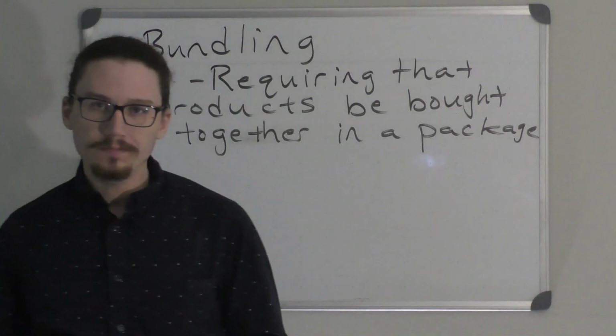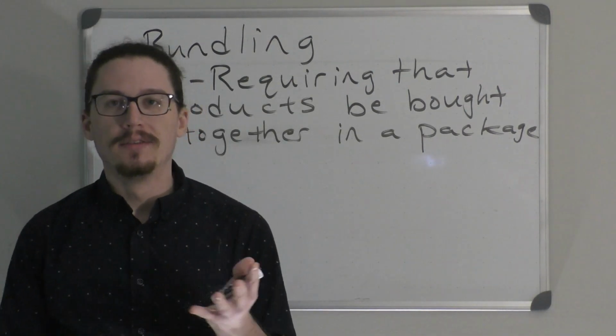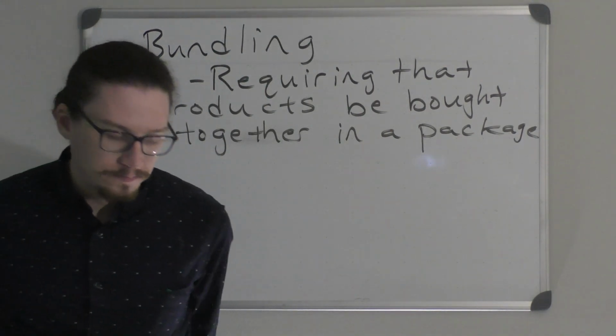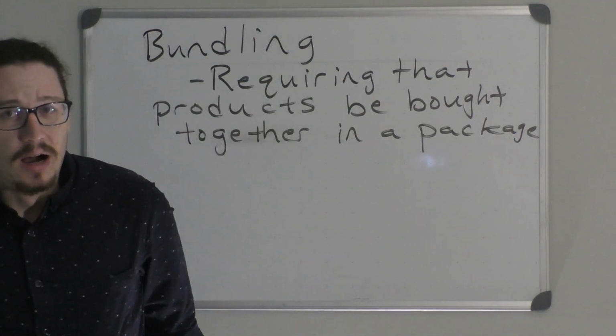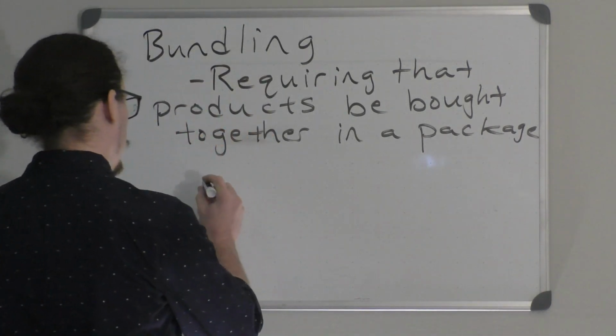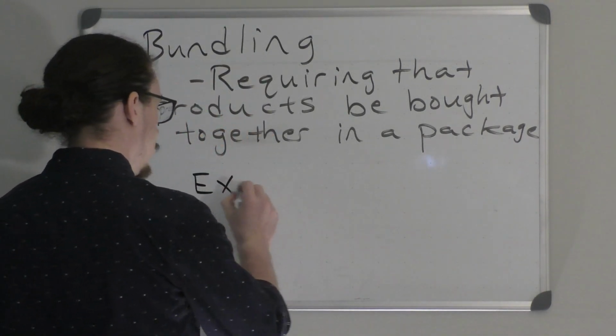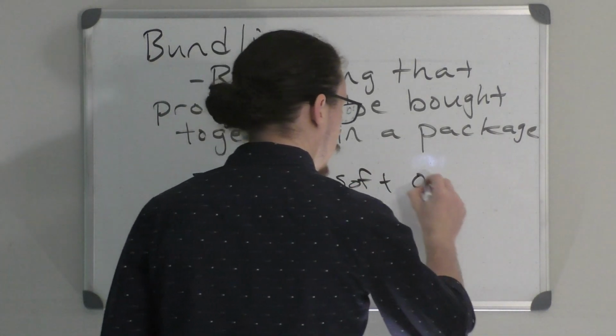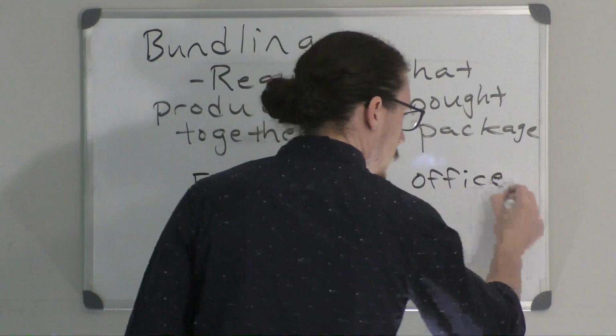All right, so bundling is when you're requiring products to be bought in a bundle or package. So things are getting put together and you have to buy the whole thing if you're going to buy any of it. Now, the example we're going to do is Microsoft Office.